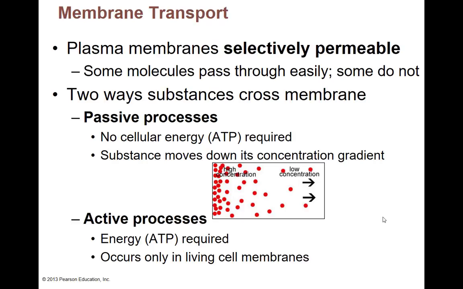And the things that it wants in, some can pass through really easily through the membrane, and some do not, but we still need to get them in. So we have to figure out a way to get them in. There are two basic groups of processes on how to get things to cross the membrane: passive processes and active processes. A passive process means we do not need any ATP to move the molecule across the membrane.